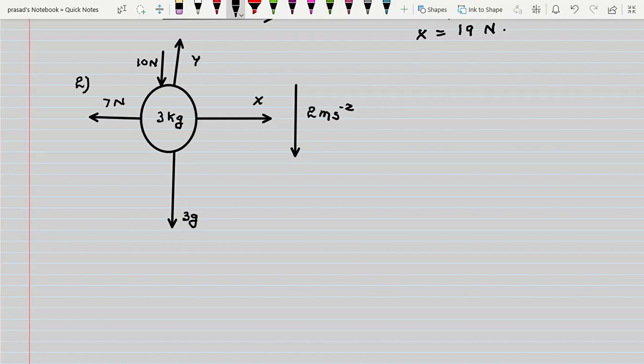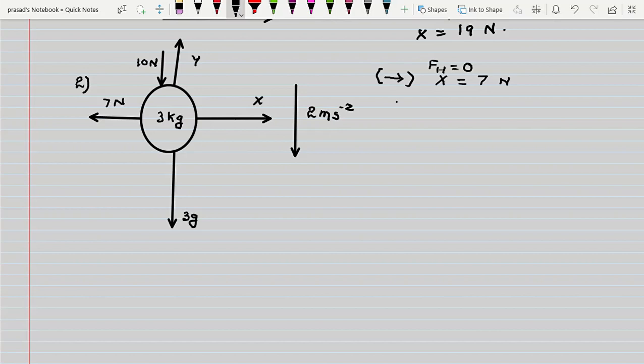So let us consider the horizontal direction. Now horizontally there is no acceleration, that means again the forces are balanced, no resultant force. So total force towards the right, x Newton, should be balanced by total force towards the left. That means x should be equal to 7 Newton. Is that part clear to you? Because there is no resultant force. That means resultant force horizontally is 0. Forces are balanced. So total force towards the right is equal to total force towards the left. So x is equal to 7.